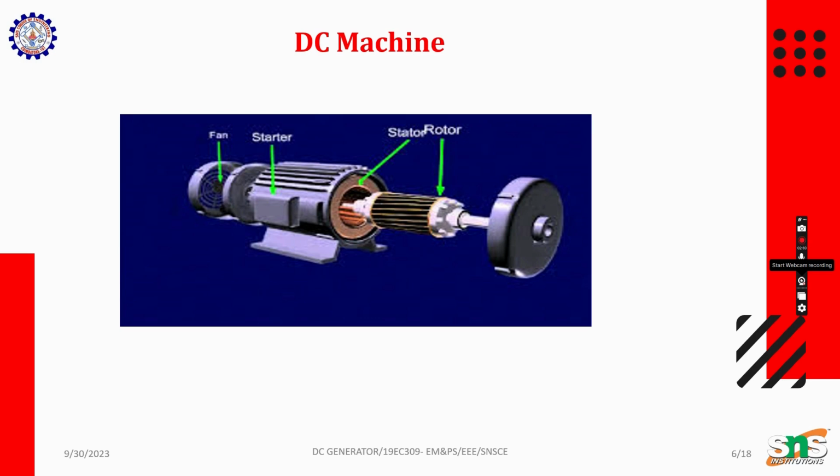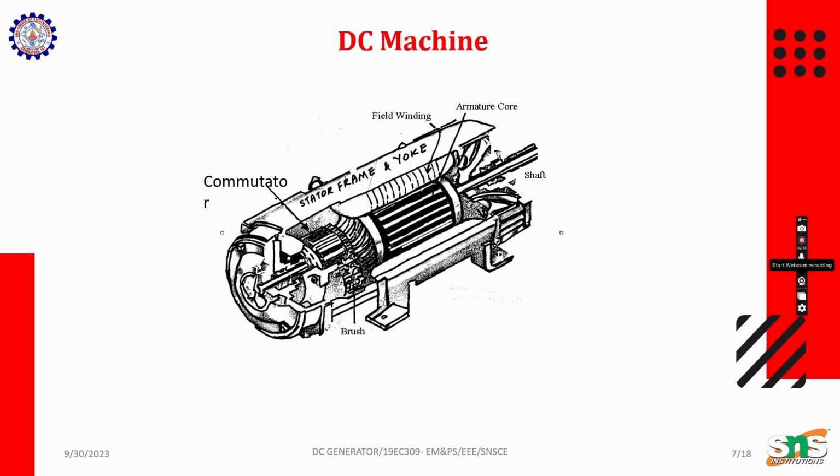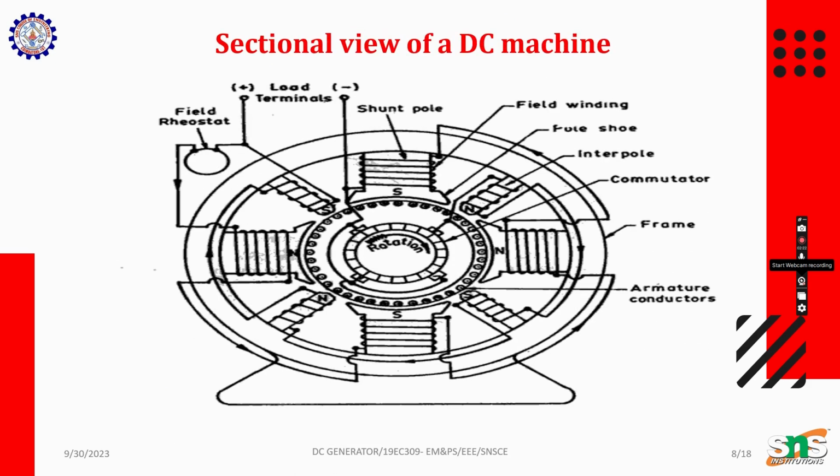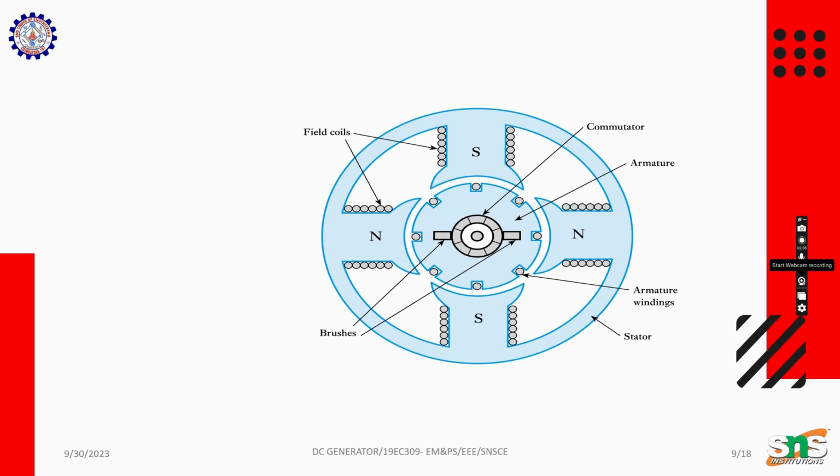One is stator, another one is rotor, and a fan for cooling purpose, and a starter for starting purpose. This is the sectional front view of the motor, where we have field winding, pole shoe, interpoles, commutator, frame, armature conductor, shunt pole, load terminal, and field rheostat.